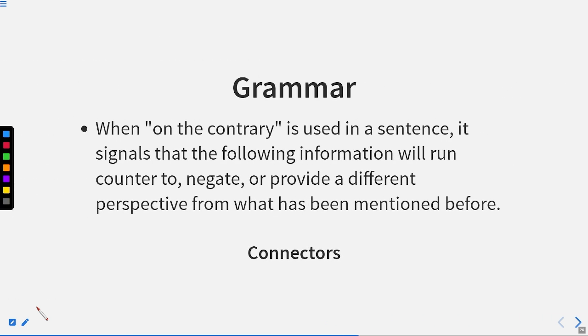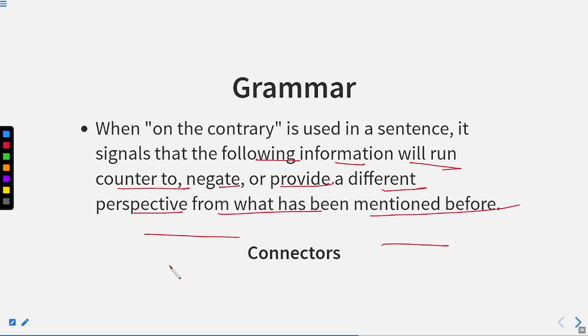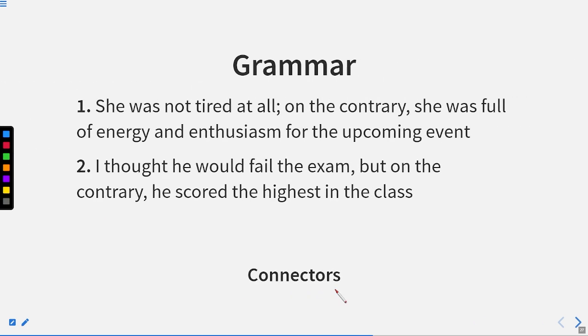When "on the contrary" is used in a sentence, it signals that the following information will run counter to, negate, or provide a different perspective from what has been mentioned before. So, two situations are there. What has been said over here will counter this one, or these two will contrast with each other, opposite to each other.